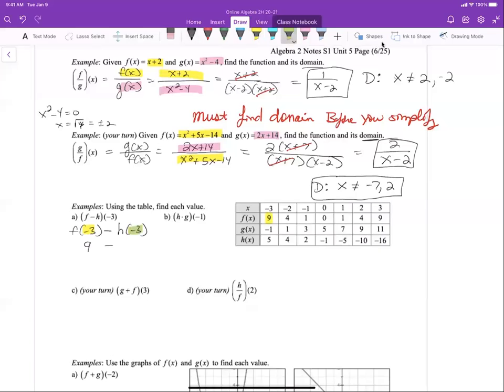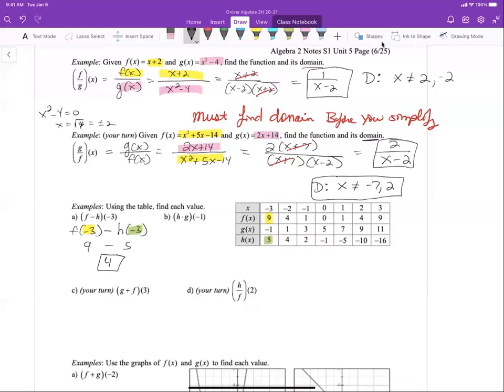So we have h of -3, and we find that value to be 5. So the input is -3. The output for f of x is 9. The output of h of x is 5. 9 minus 5 is 4.